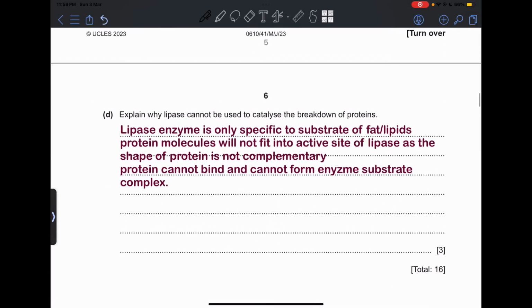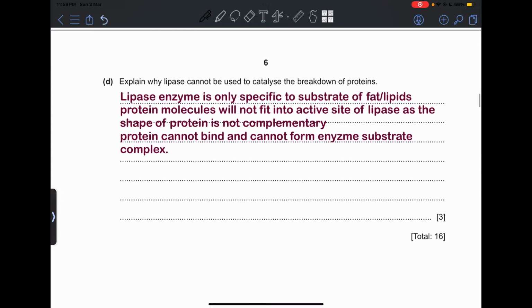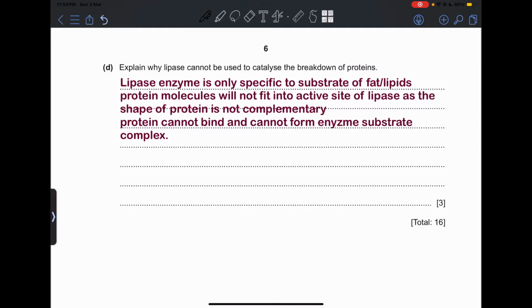Now, D says, explain why lipase cannot be used to catalyze the breakdown of proteins. Lipase enzyme is only specific to the substrate of fats or lipids. So, of course, you cannot use lipase for proteins because lipase is for lipids, which are fats or oils. So you cannot use that to break down protein. It's something else. Proteins need another enzyme. Protein molecules will not fit into the active site of lipase as the shape of the protein is not complementary. It's not the same thing. Protein cannot bind and cannot form an enzyme substrate complex.